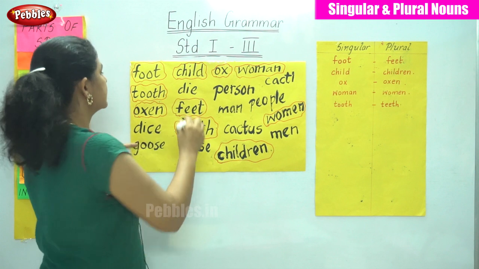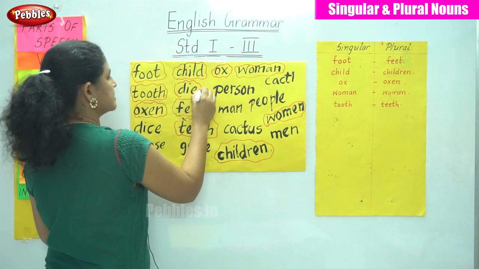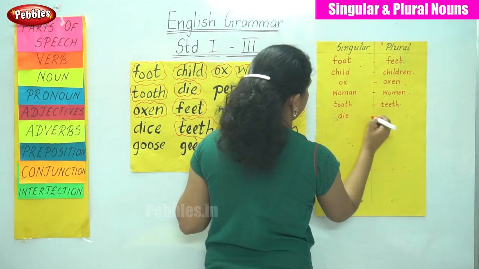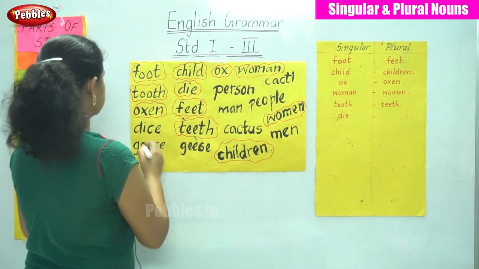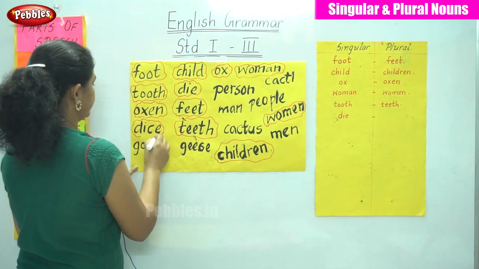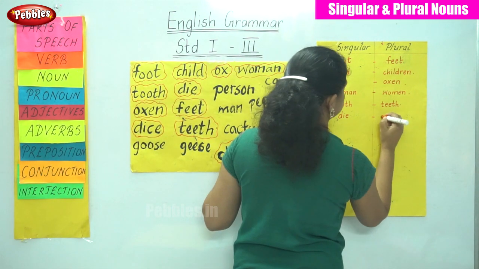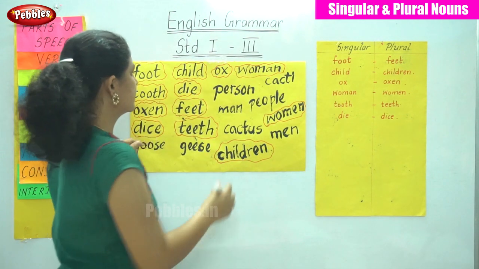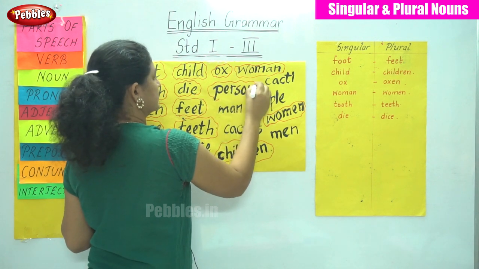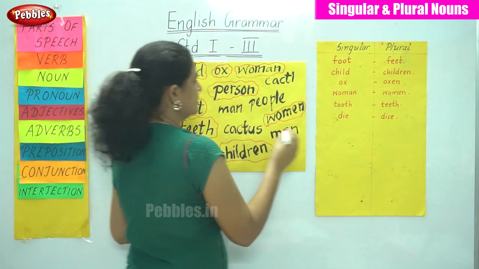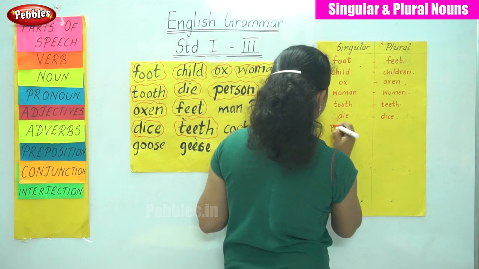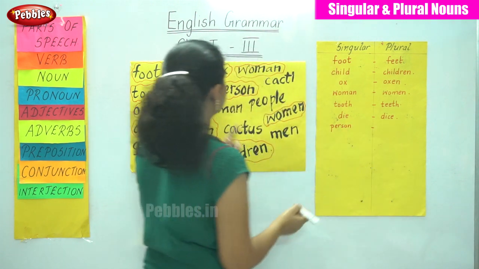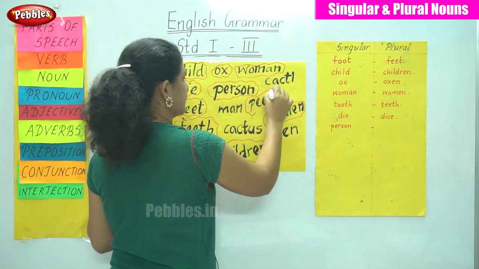The next word, die. Die is in the singular and the plural is dice. The next is person. So I have the singular person and the plural of person is people.